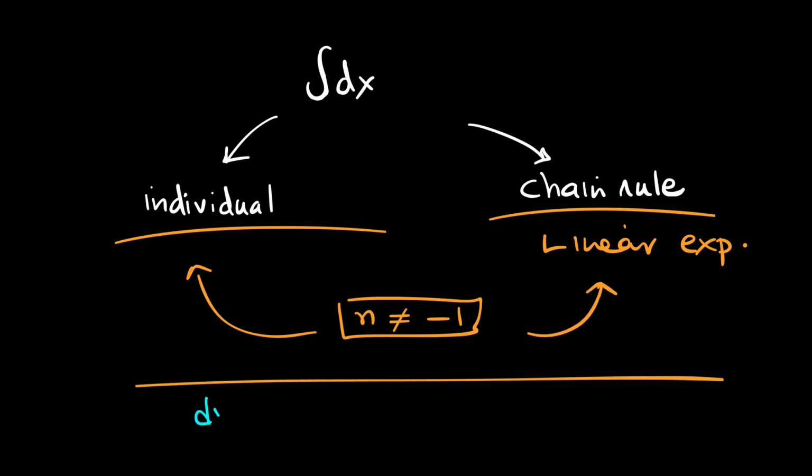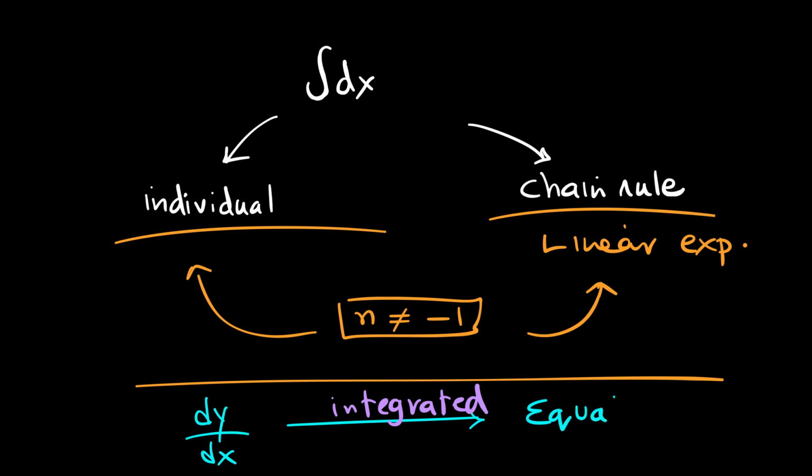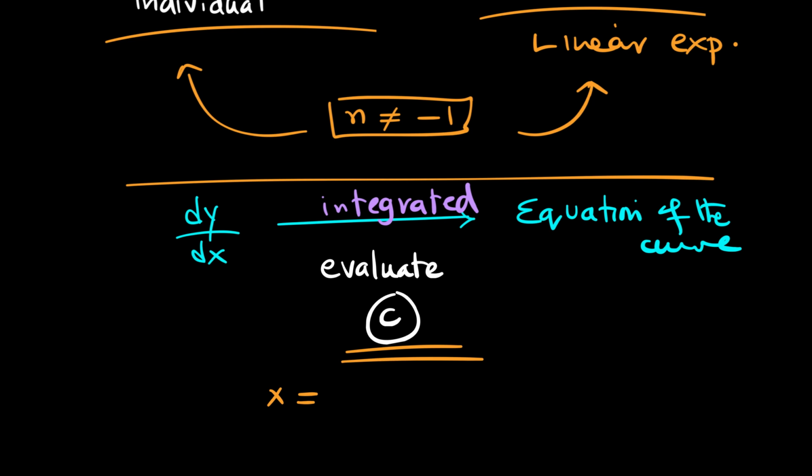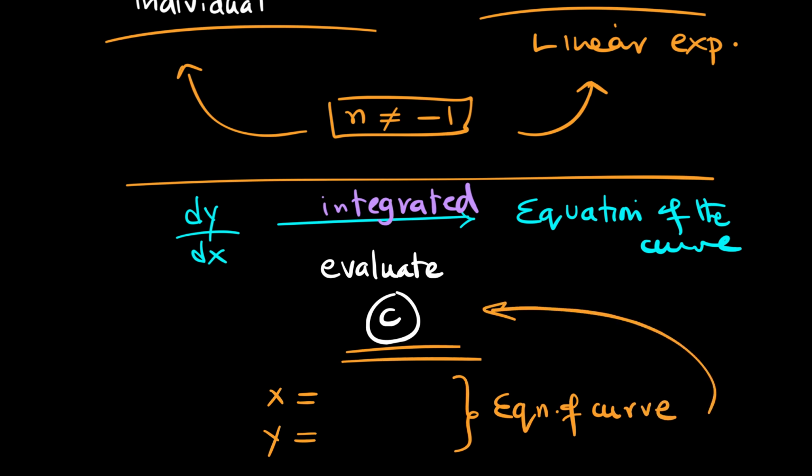So what have we learned in this video? dy by dx, the gradient function, can be integrated to obtain the equation of the curve. And what else have we learned? We have learned how to evaluate the constant of integration, which we usually denote by the symbol c. What we do is plug in the values of x and y in the equation of the curve, and that is how we evaluate the constant of integration c.